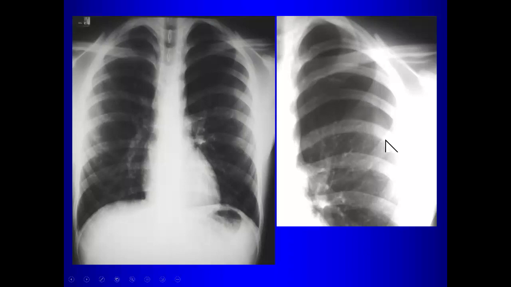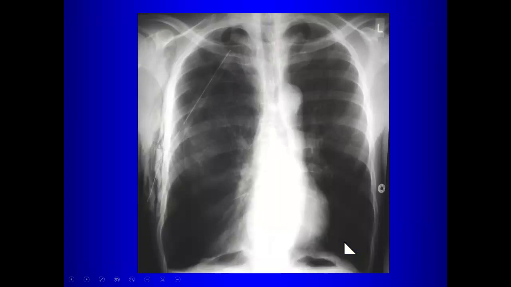So the signs of a pneumothorax on a plain film: we see this thin white line that represents the visceral pleura here. Then the lung markings end at the line, and peripheral to the line you have increased lucency. That lucency represents the pneumothorax. Those are the three things you look for to diagnose a pneumothorax on a radiograph.